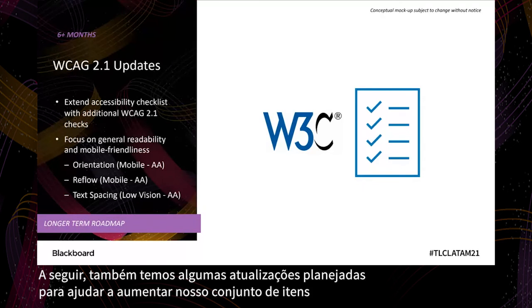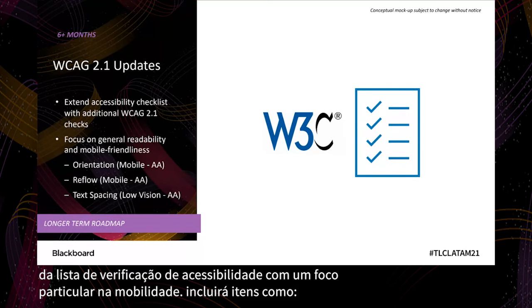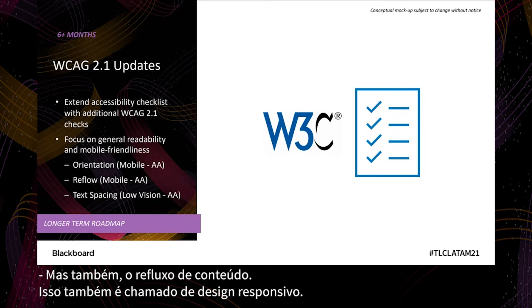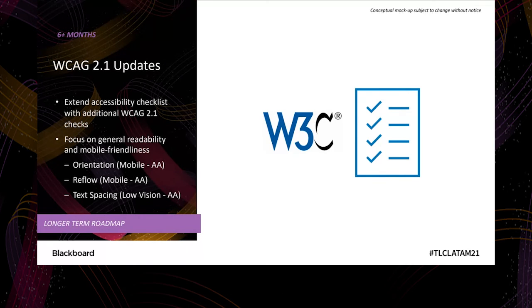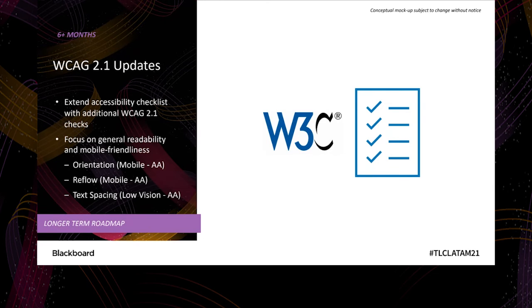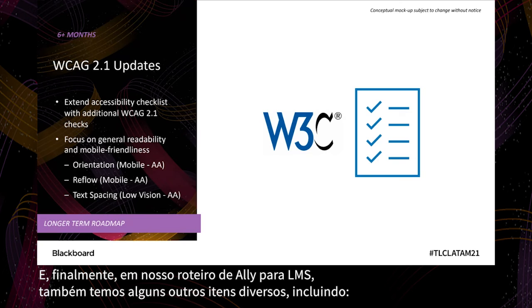Next, we also have some updates planned to help grow our set of accessibility checklist items with a particular focus on mobility. So this will include items like orientation, which notes if your device is in landscape or portrait mode, but also the reflowing of content. You might also know this as responsive design, as well as things like text spacing. So this includes line height, paragraph spacing, letter, and word spacing.